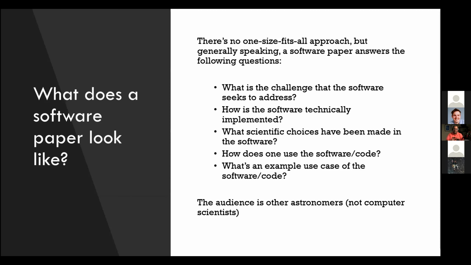But generally speaking, you'd want to answer the following questions within a software paper. First off, what's the challenge that the software seeks to address? Secondly, how have you technically implemented this? Thirdly, what scientific choices have been made in the software? Fourth, how do you actually use the software and code? And fifth, what's an example of a use case of the software and code?